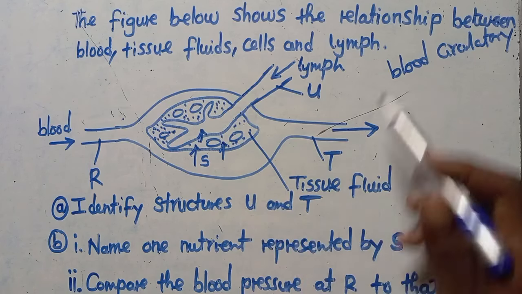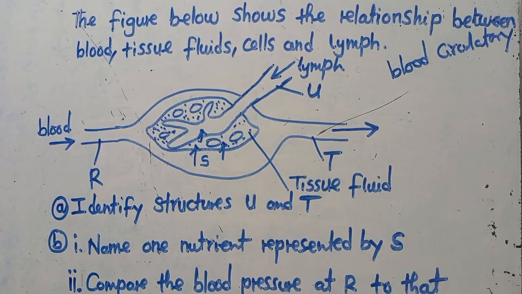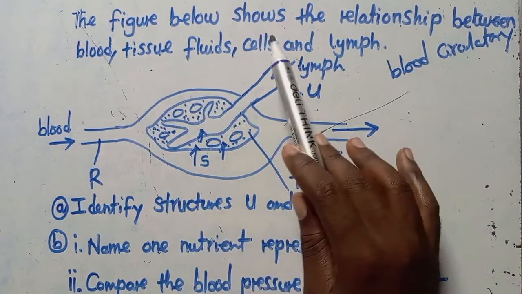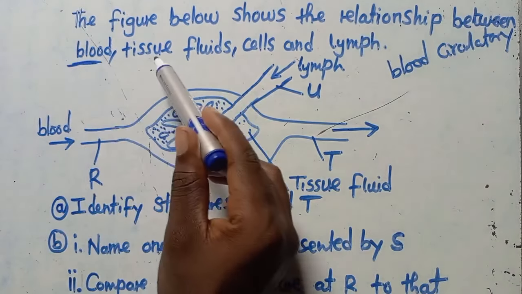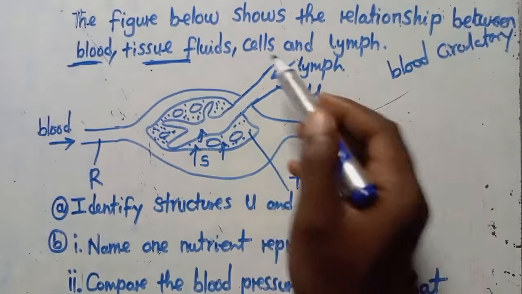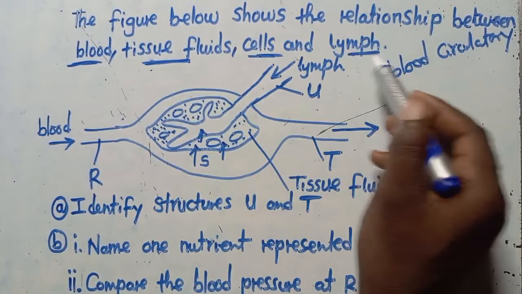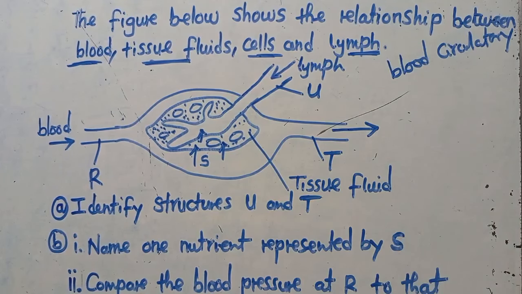So looking at this question, it says the figure below shows the relationship between the blood, tissue fluids, cells, and the lymph. So there's something that is called the lymphatic system. I won't dive into that so much. I'll just be scratching a bit. The whole concept here is understanding this particular question.